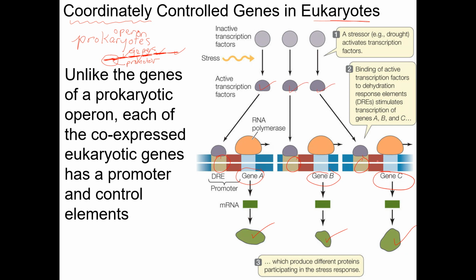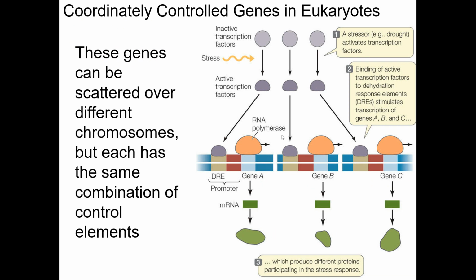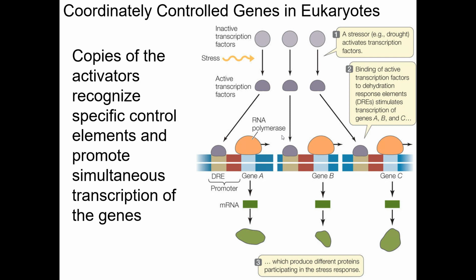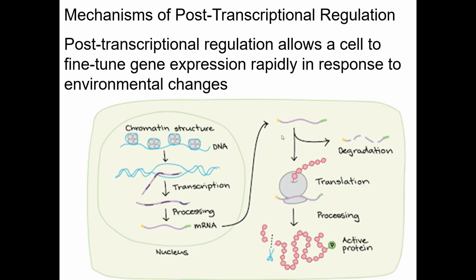Even though they're not part of an operon and they're spread out in your genome, they're going to respond to the same activators. So these genes can be scattered over different chromosomes, but each has the same combination of control elements, and so they're going to respond to the same combination of transcription factors. Copies of the activators recognize specific control elements and promote simultaneous transcription of genes, even though they're spread apart throughout your genome.